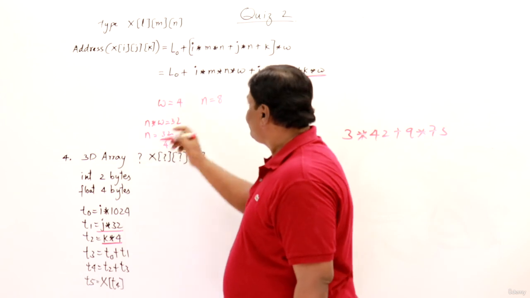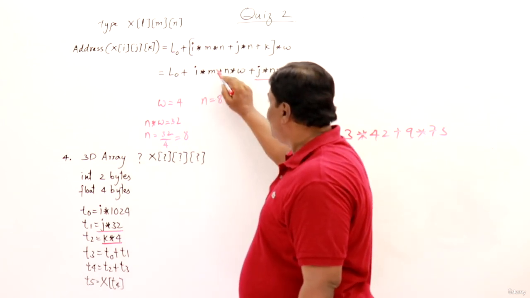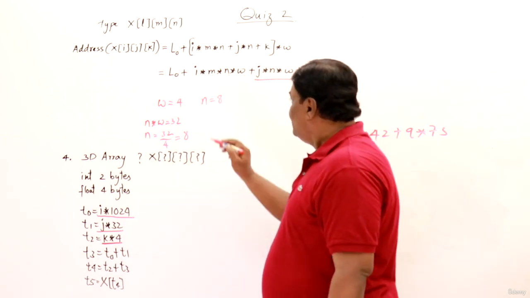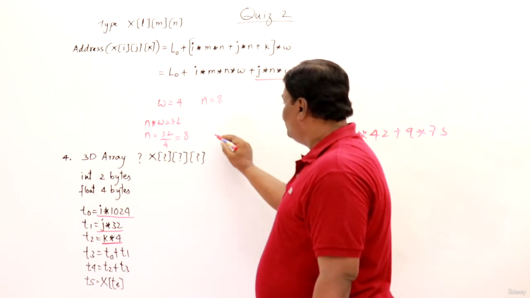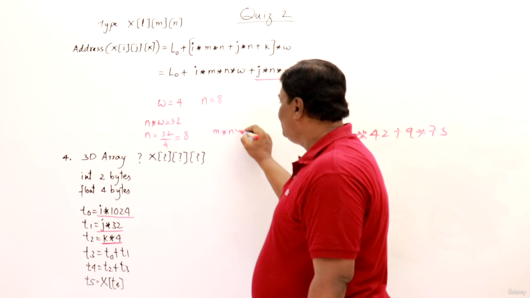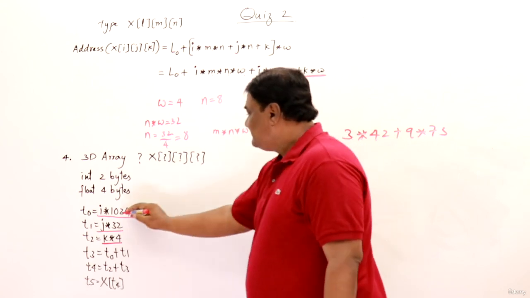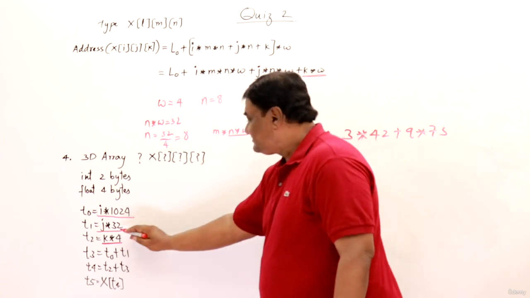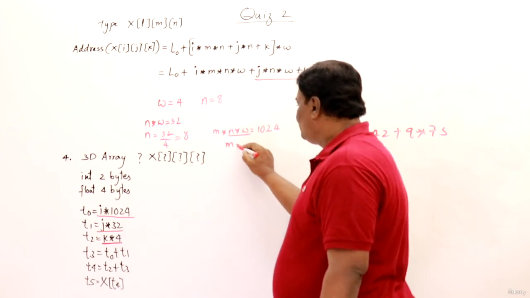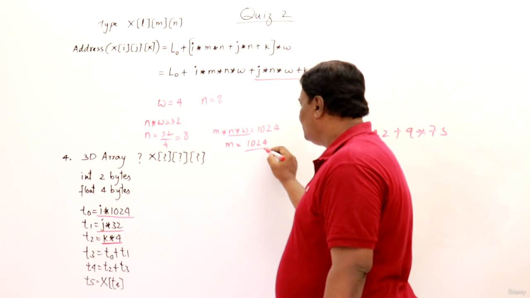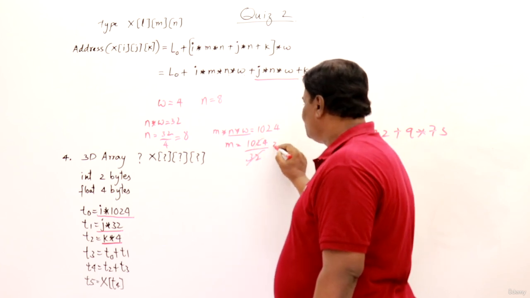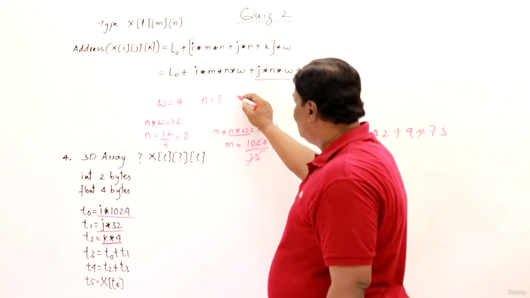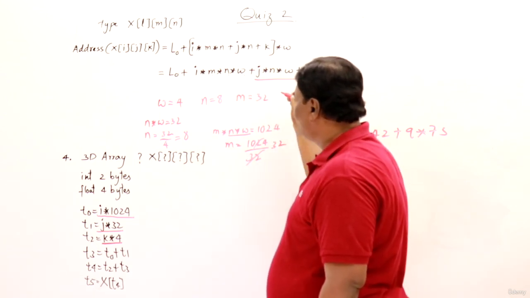Then the last thing, i is multiplied by m into n into w. So here it is 1024. So this is m into n into w, this is 1024. n into w we already know was 32. So m is equal to 1024 by 32. If you divide this, it is 32, that is, 32 into 32 is 1024. So we know the value of m also, that is 32.